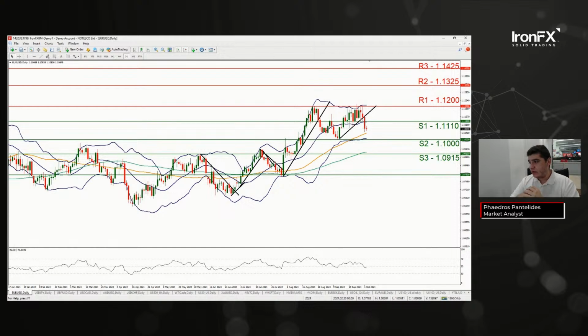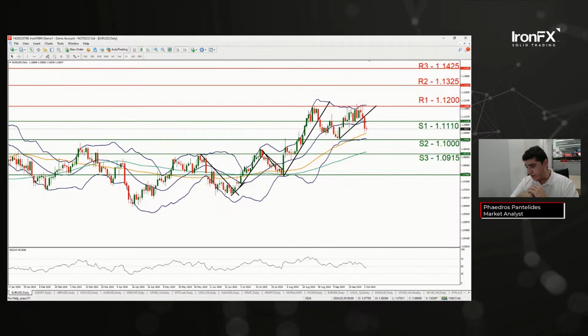So based on what we're seeing, I wouldn't be surprised if the euro against the US dollar opts for a more bearish outlook. It's broken below that S1 level at 1.1110. Next potential target for the bears could be at 1.10.